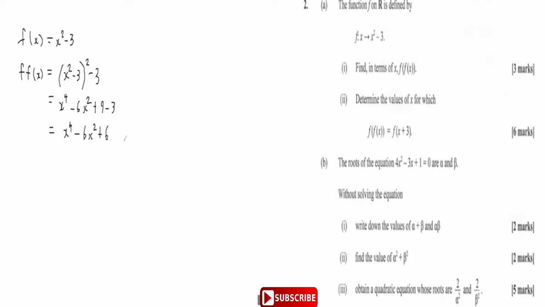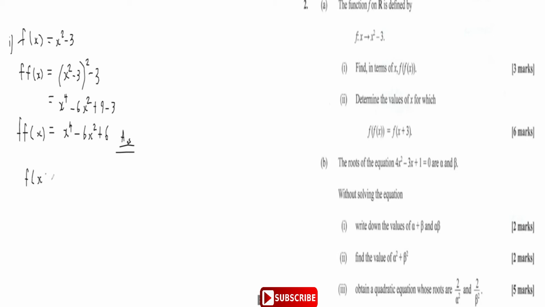That's the answer. All right, let's look at the next part now. The next part of the question is saying: solve for values of x where f of x is equal to f of x plus 3. Now we just find what is f of x, right? So before I even solve the equation, I just want to write down what is f of x plus 3.